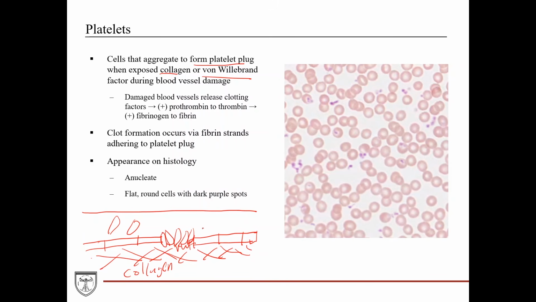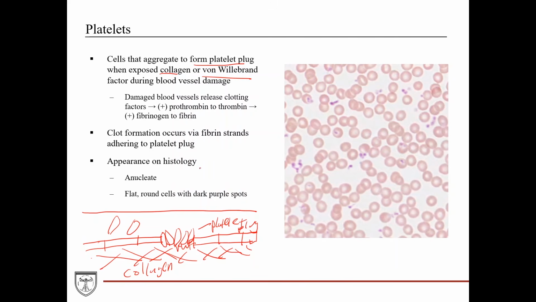And so they'll aggregate in this region, and that'll form what's called the platelet plug, which is just an aggregation of platelets kind of sealing off. It's in the name, plugging off this break in the blood vessel here to prevent further bleeding. It's the initiation or the beginning of achieving hemostasis.